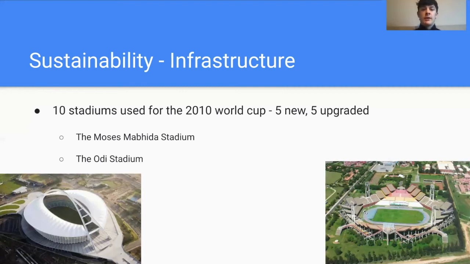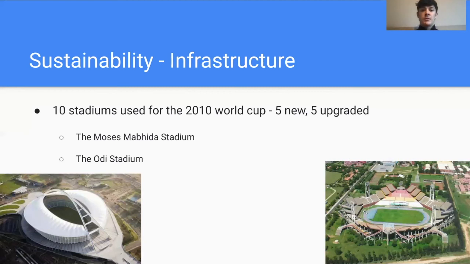The Moses Mabhida Stadium, which you can see in the bottom left, is a prime example of how stadiums used in a global sporting tournament can be used moving forward in a sustainable manner. The Moses Mabhida Stadium is now used for rugby union, football, concerts, and even bungee jumping, making the construction of the stadium much more financially logical. Although some of the stadiums used in the 2010 World Cup have been used after the event, several of the other stadiums built especially for the FIFA World Cup have never been used since the World Cup ended.